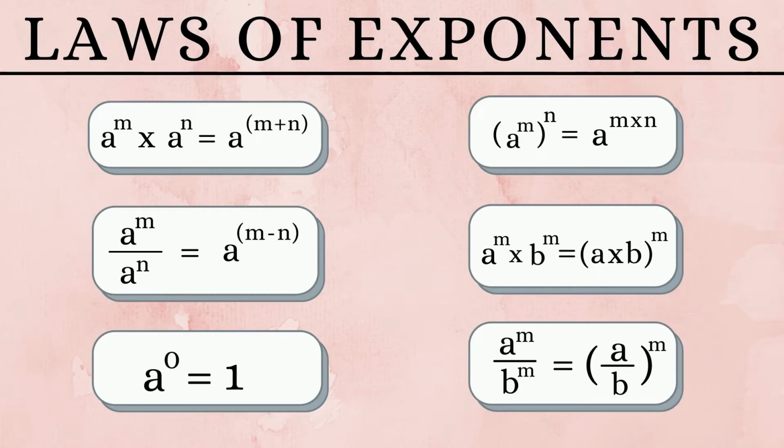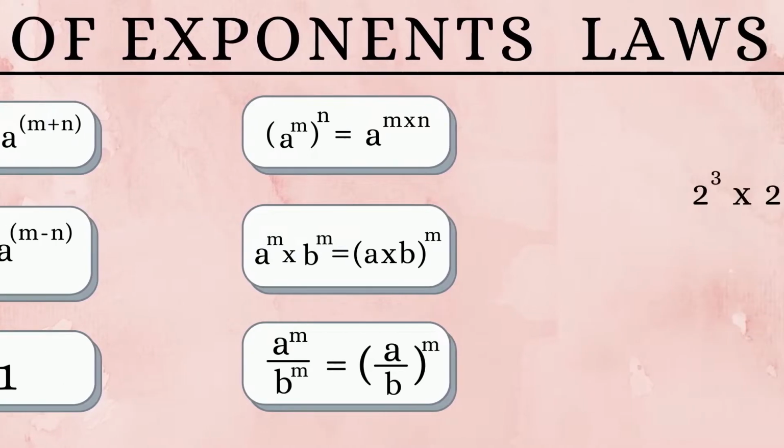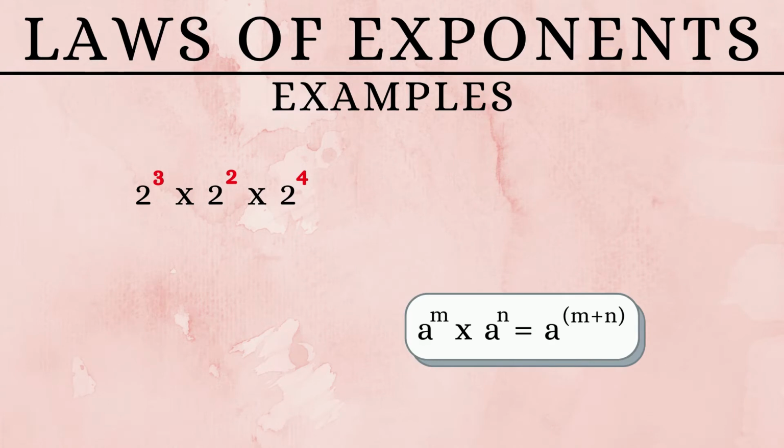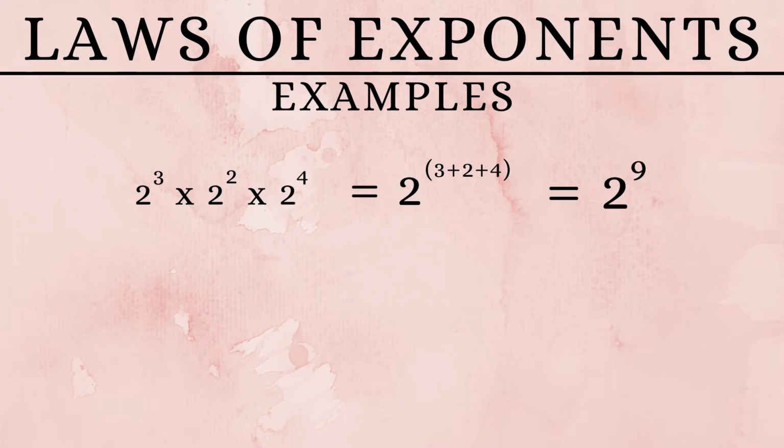In this video, we'll learn about how to use the laws of exponents in some examples. First example, 2 cube into 2 square into 2 to the power of 4. Here, the base is the same and the exponents are different. Let's remember that when we need to find the product of terms with the same base and different exponents, we will keep the base as it is and just add the powers. In our case, what we get is 2 to the power of 3 plus 2 plus 4, which is 2 to the power of 9.